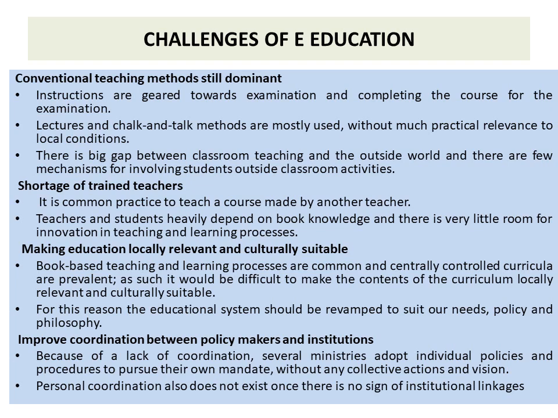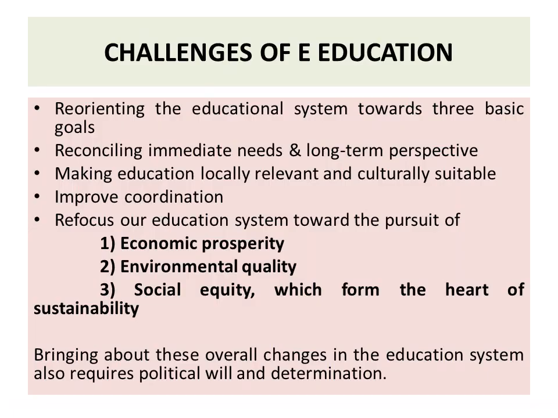And very important is to improve the coordination between the policymaker and the institution. Because of lack of coordination, several ministries adopt individual policies and procedures to pursue their own mandate without any collective action and vision. Therefore, personal coordination also does not exist, as there is no sign of institutional linkage. So these are the basic challenges for environment education.